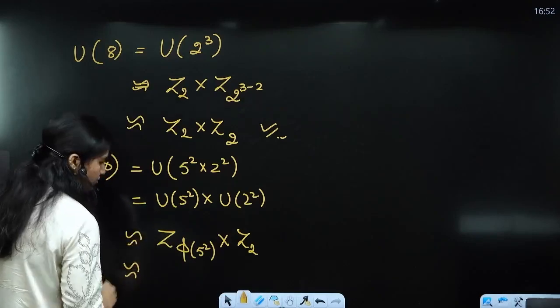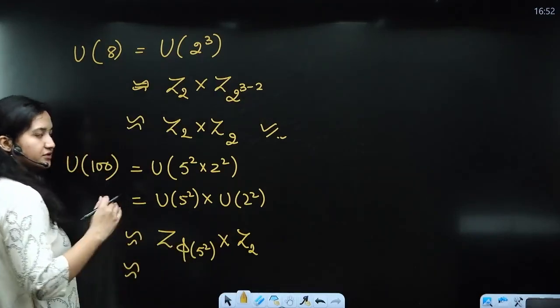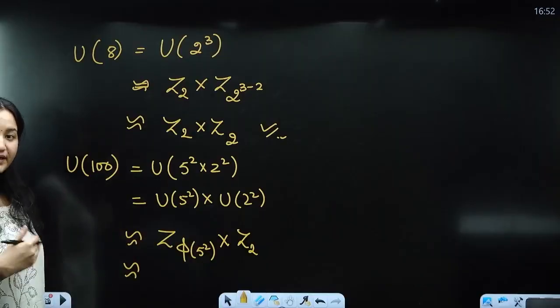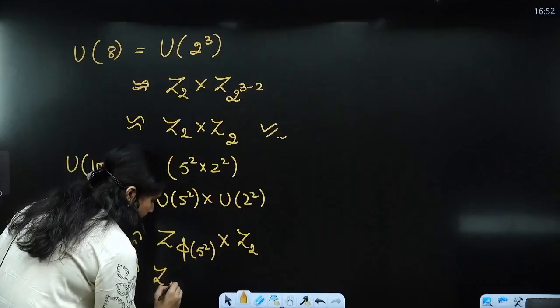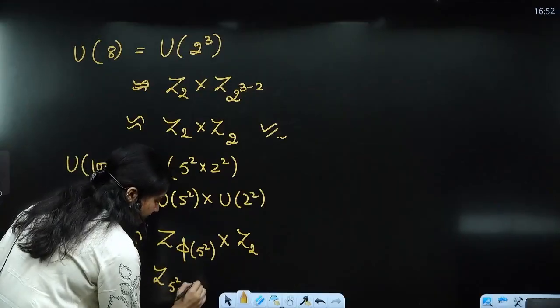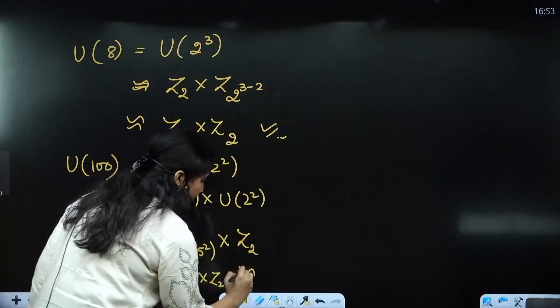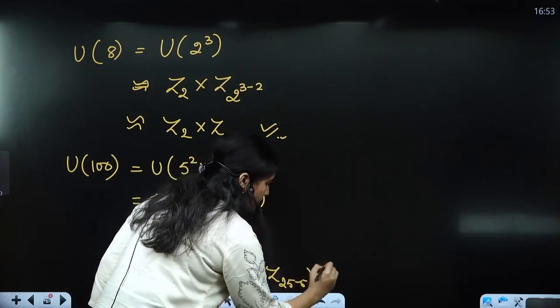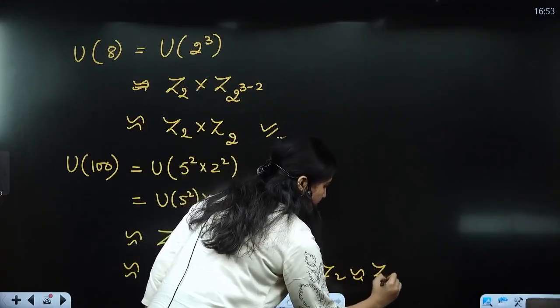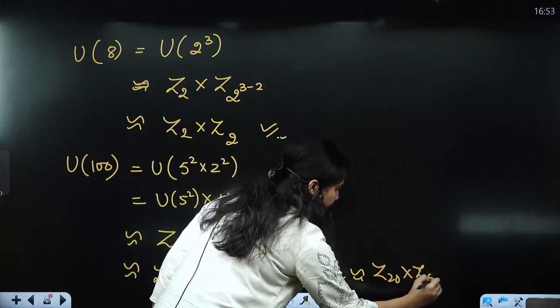Now this is going to be isomorphic to Z5 square minus 5. That is what? 25 into 25 minus 5. Okay? So this is 5 square minus 5 cross Z2, which is isomorphic to Z25 minus 5 cross Z2, is isomorphic to Z20 into Z5.